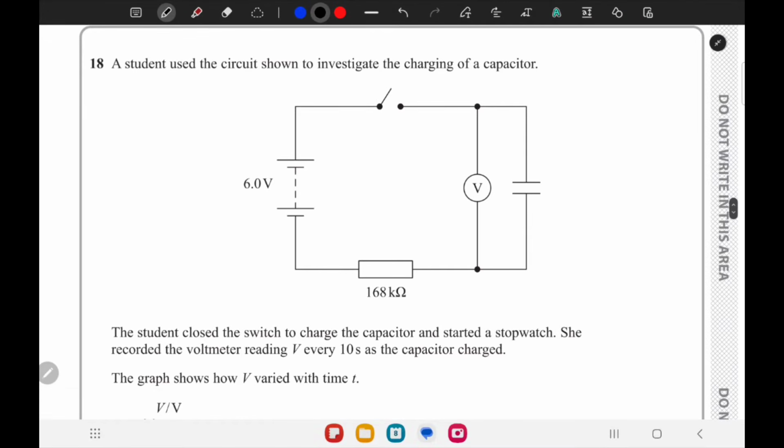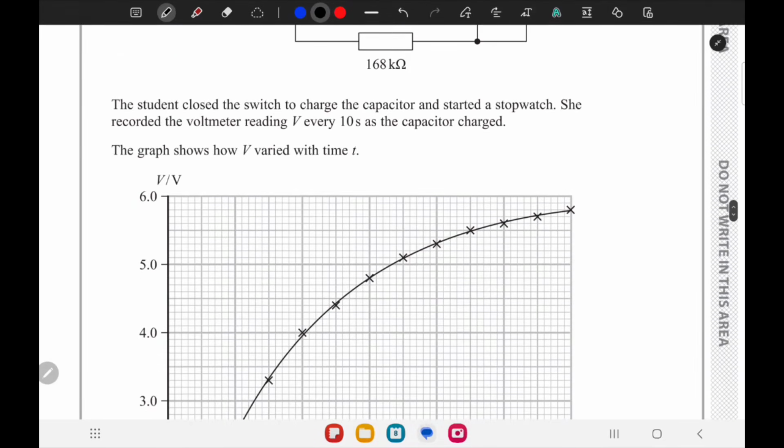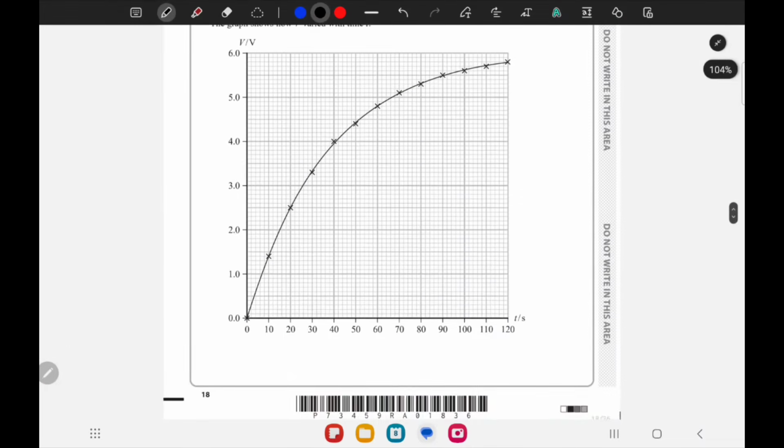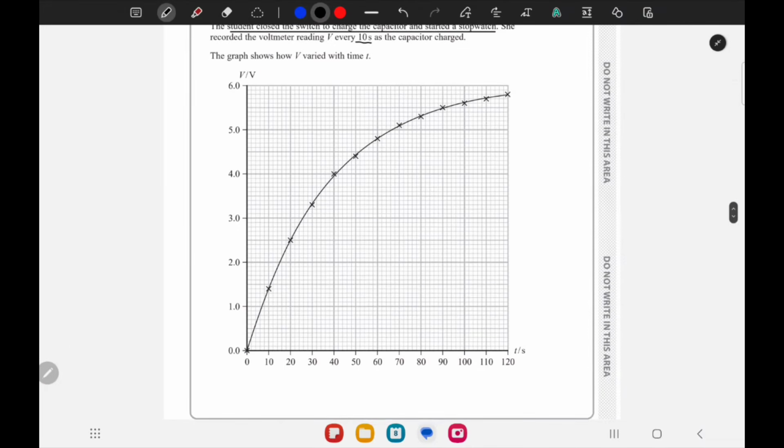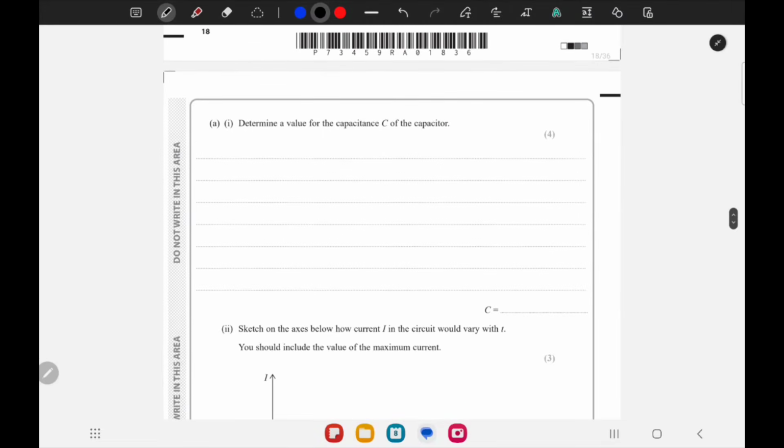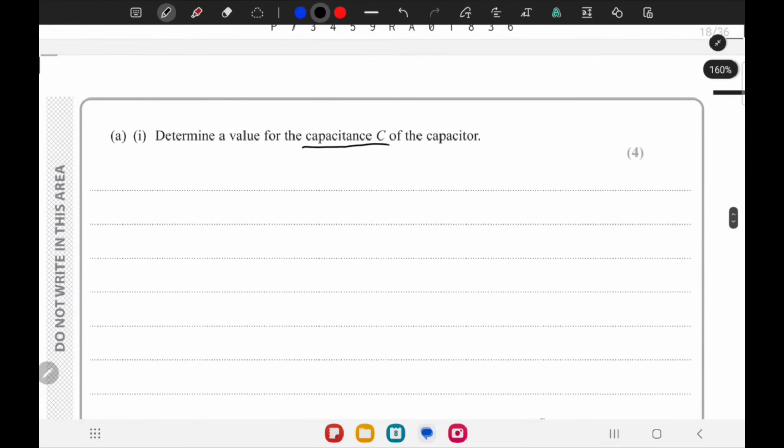Moving on to question 18. We are given a circuit investigating the charging of a capacitor. The student closed the switch to charge and started a stopwatch. She took a reading every 10 seconds and the graph she got is given over here. We have to determine a value for the capacitance of the capacitor.